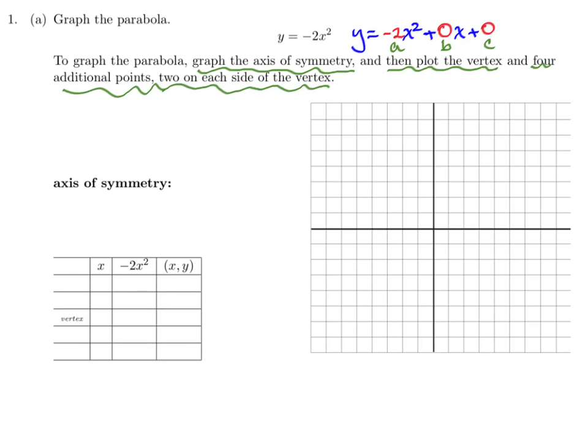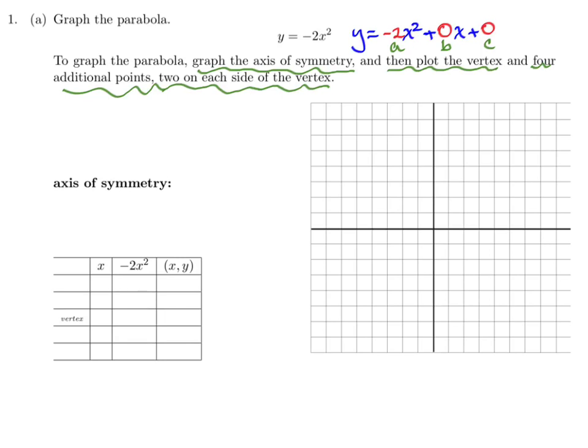It's important that you do everything in this order. Start with the axis of symmetry, then the vertex. Otherwise, you'll be plugging in random points, and you'll often miss the actual shape of the parabola. So it's important that the vertex comes before the other points.